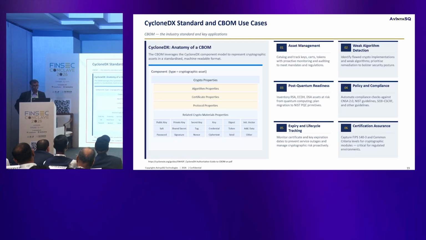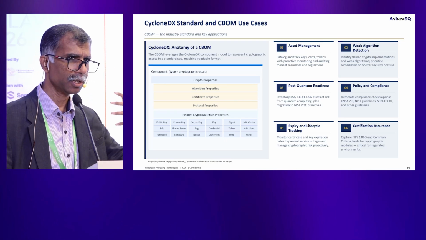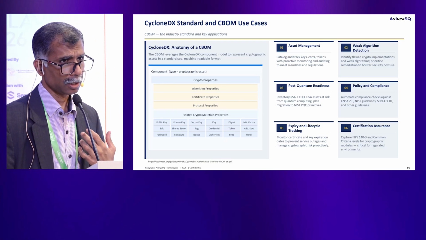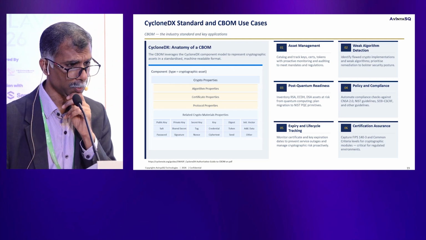There is a standard called CycloneDX. It's very similar to your SBOM, which you are more used to. This is from CycloneDX, and there is a document you can go through. Each of these cryptography artifacts has certain properties. You will collect that information and represent it in a standardized, machine-readable form. That's what the CycloneDX standard specifies as a CBOM.